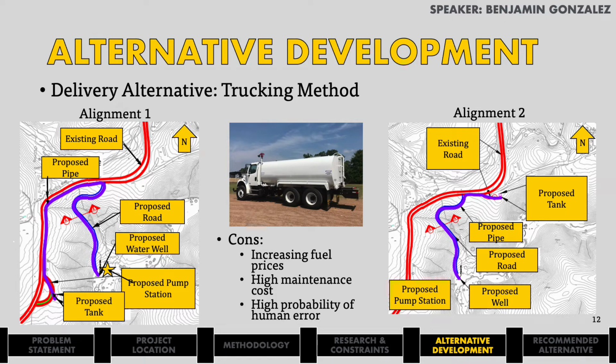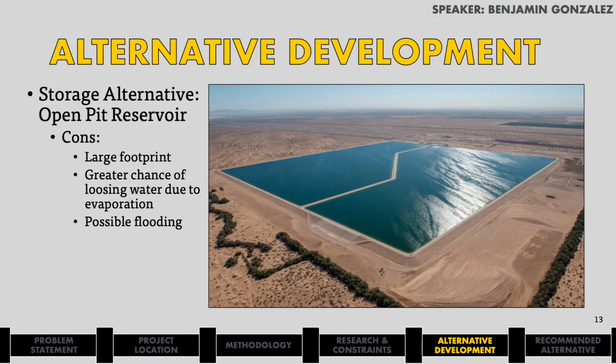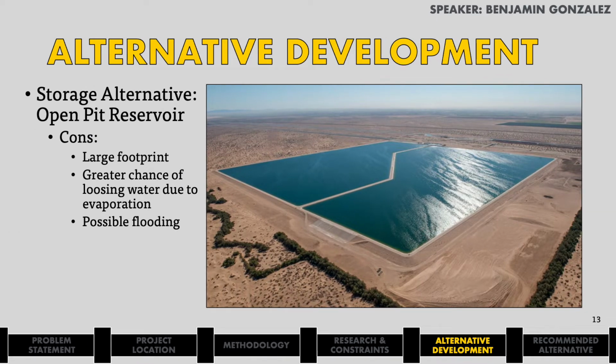I'll now be going over our alternatives for our storage methods. Our alternatives for our storage method included an open pit reservoir, which would be lined with a non-permeable material. The development of these alternatives eventually led us to our final alternative for phase 1 of the project, which Jesus will be presenting in the following slide.